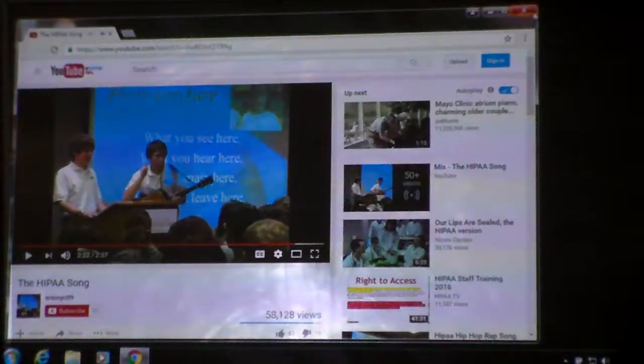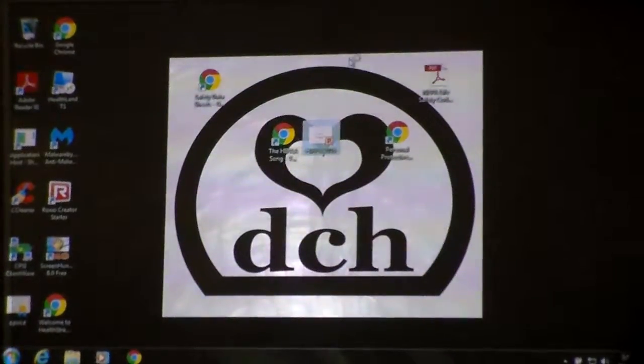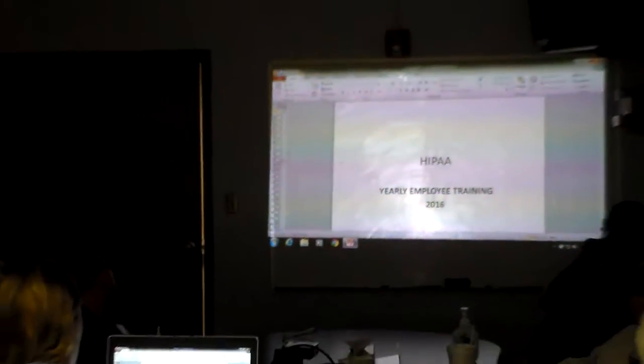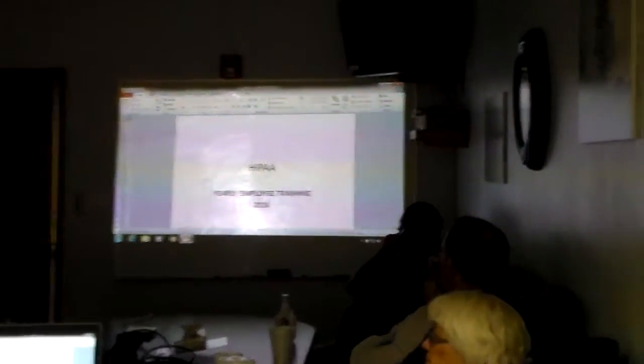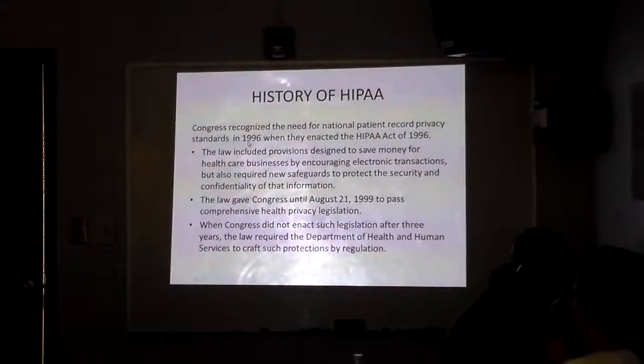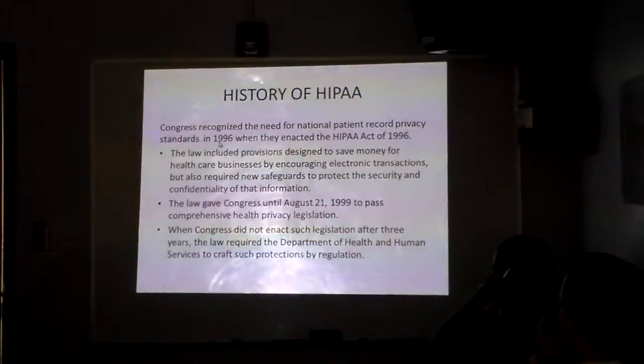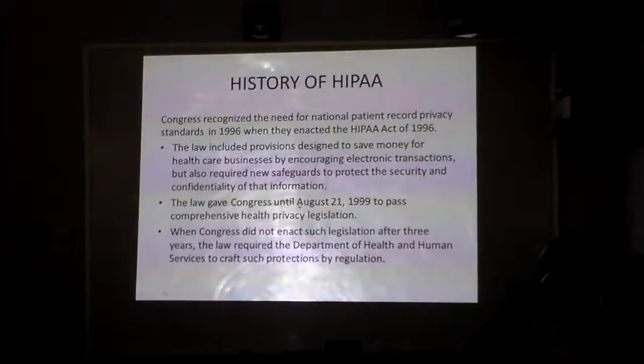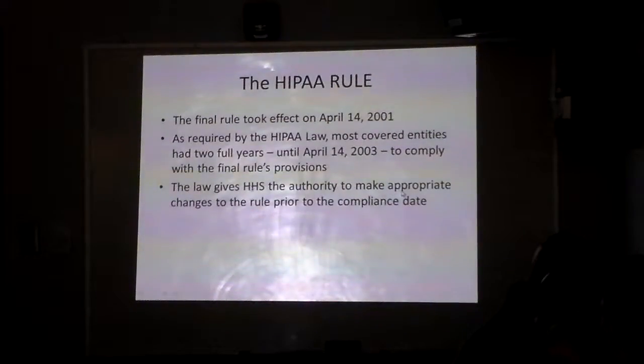Okay, sounds pretty simple, right? But unfortunately, we have to go over boring stuff because that's just what's required. Okay, so they started working on this in 96, 99, they finally passed it. 2003, it was more. They made the final rule and they started monitoring.